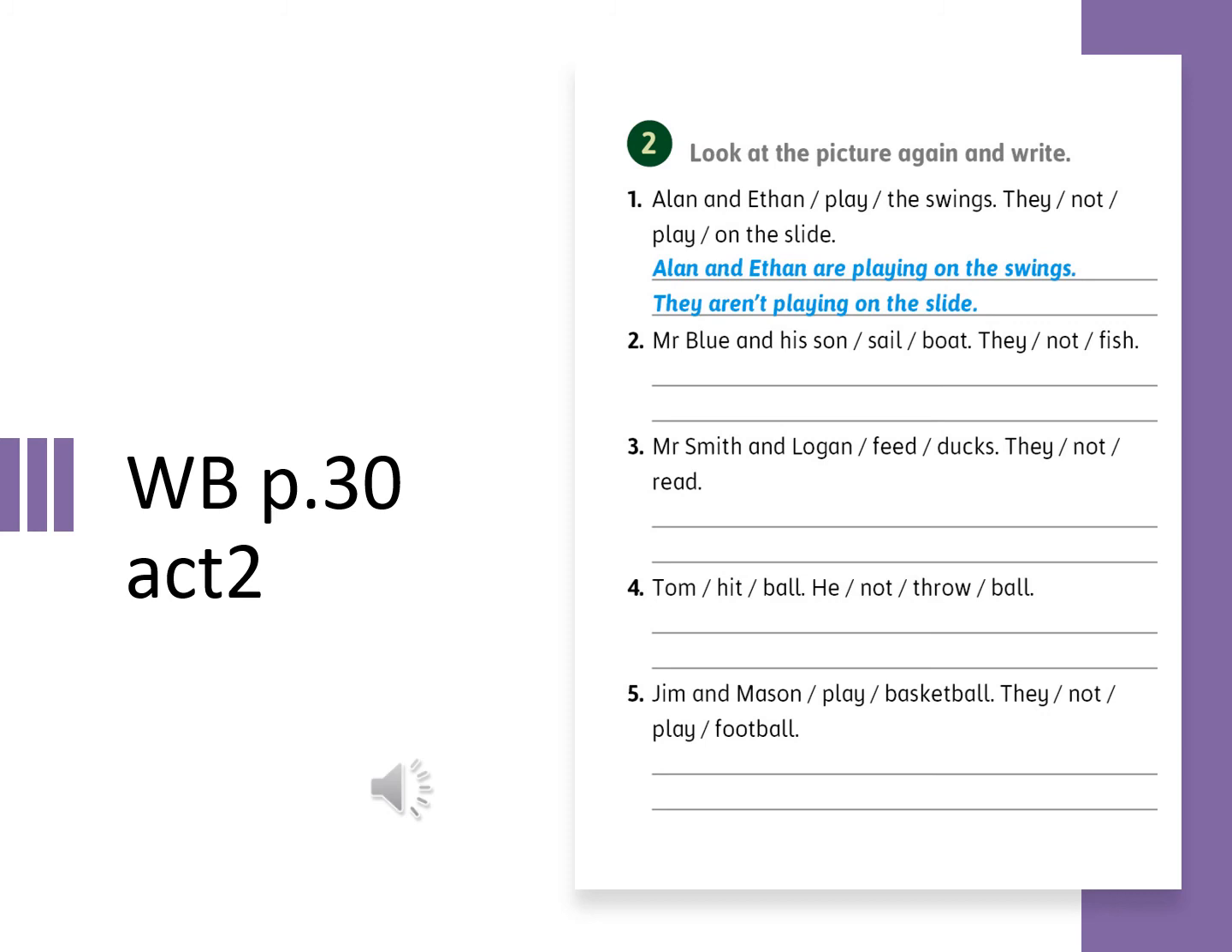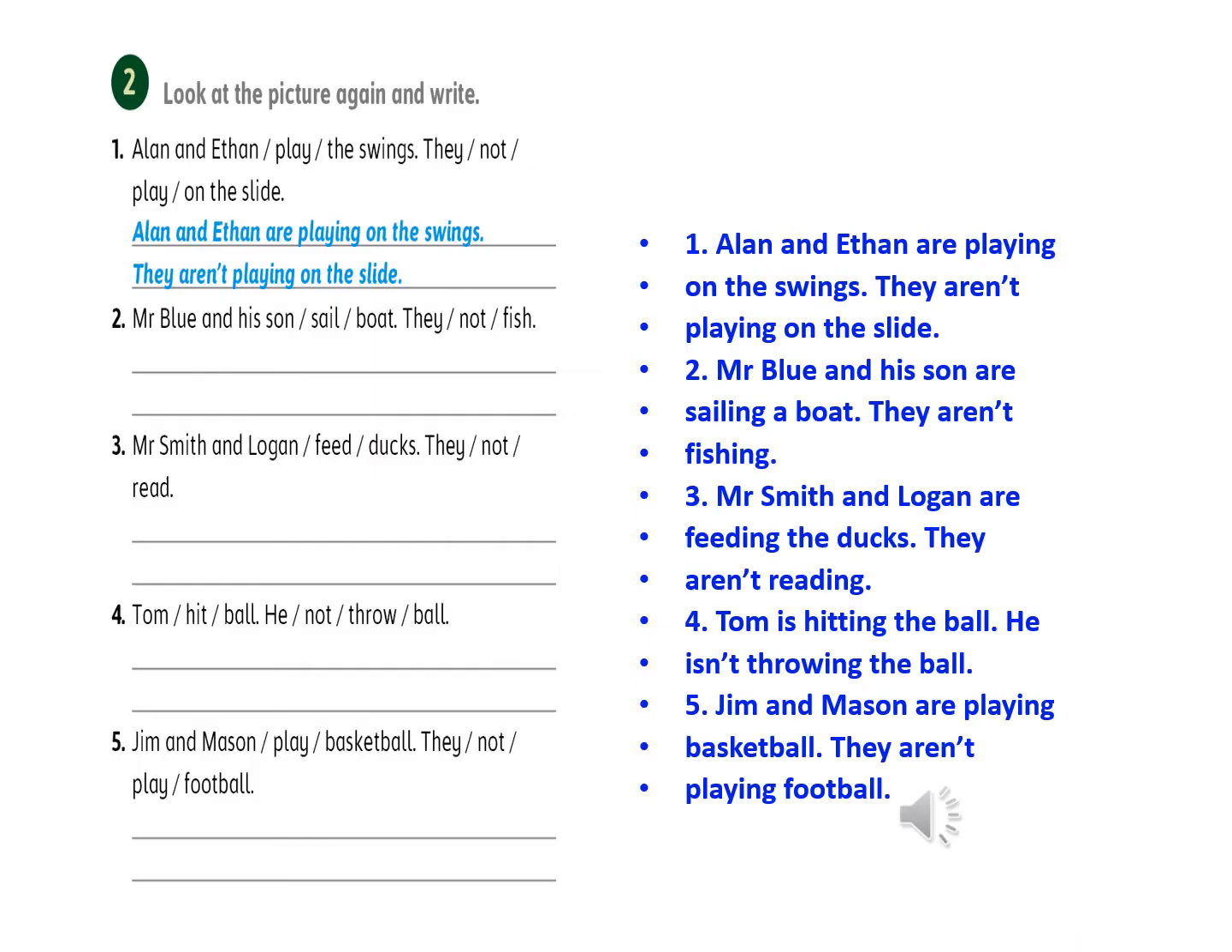Now, please stop the video and write the sentences and then come back to check your answers. Look at the picture again and write. Number 1, Alan and Ethan are playing on the swings. Here we use the verb to be are with Alan and Ethan and we add the ending ing to the verb play. Alan and Ethan are playing on the swings.